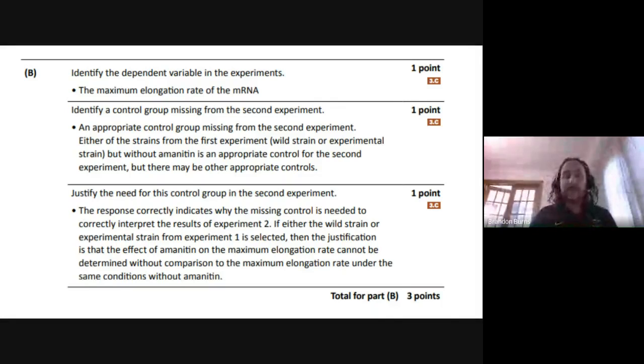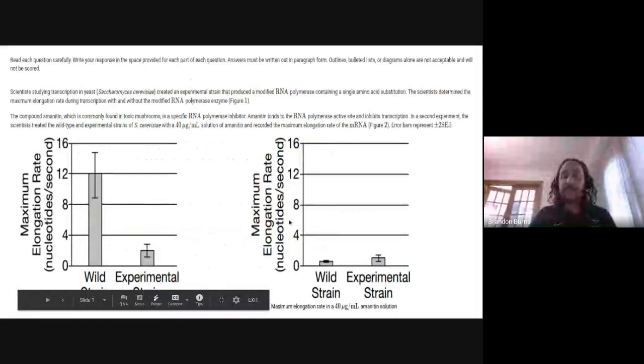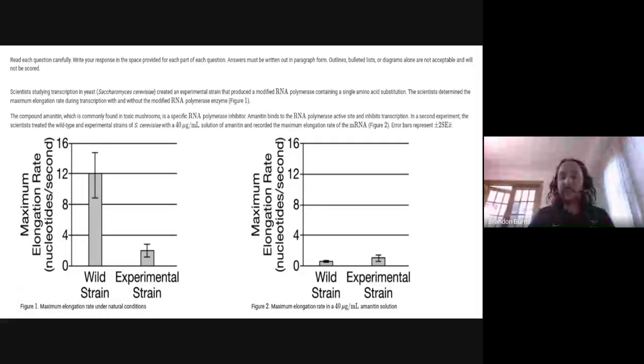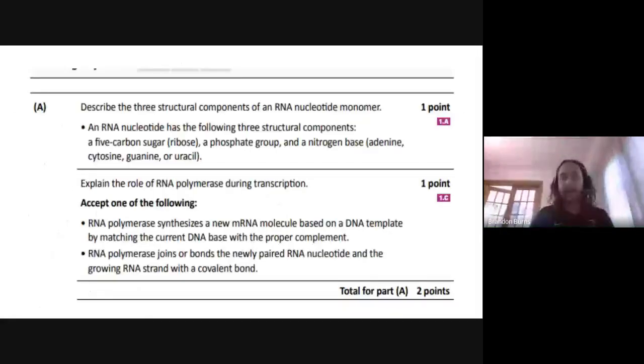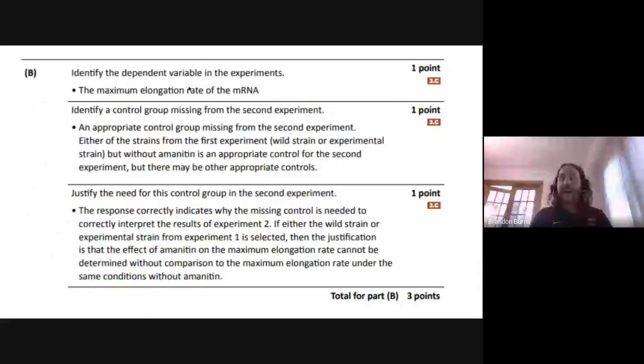Anytime you have an experiment, the axes can usually tell you the independent and dependent variables. So here on the y-axis, that's almost always the dependent variable. It's the thing that was measured. Okay, so in both of them, it's the maximum elongation rate. And that's what you would need to write as a complete sentence. So you can't just write maximum elongation rate. You'd need to write as a complete sentence, the dependent variable is the maximum elongation rate of mRNA, okay, to earn the point.